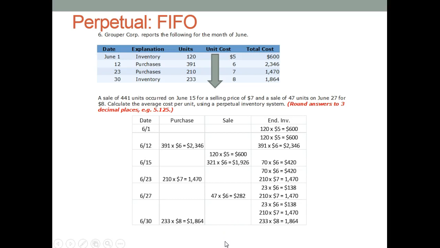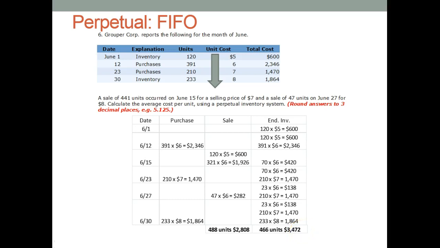Now, in perpetual, the 2 questions are going to be either what's your cost of goods sold or what's your ending inventory. If they ask you for cost of goods sold, it's the whole middle column. 488 units for a total cost of $600 plus $1,926 plus $282 equals $2,808. If they're asking you for ending inventory, all you need to do is add up the last bucket. 23 units plus 210 units plus 233 is 466 units. And if I add up my dollars in this last bucket, I get $3,472.